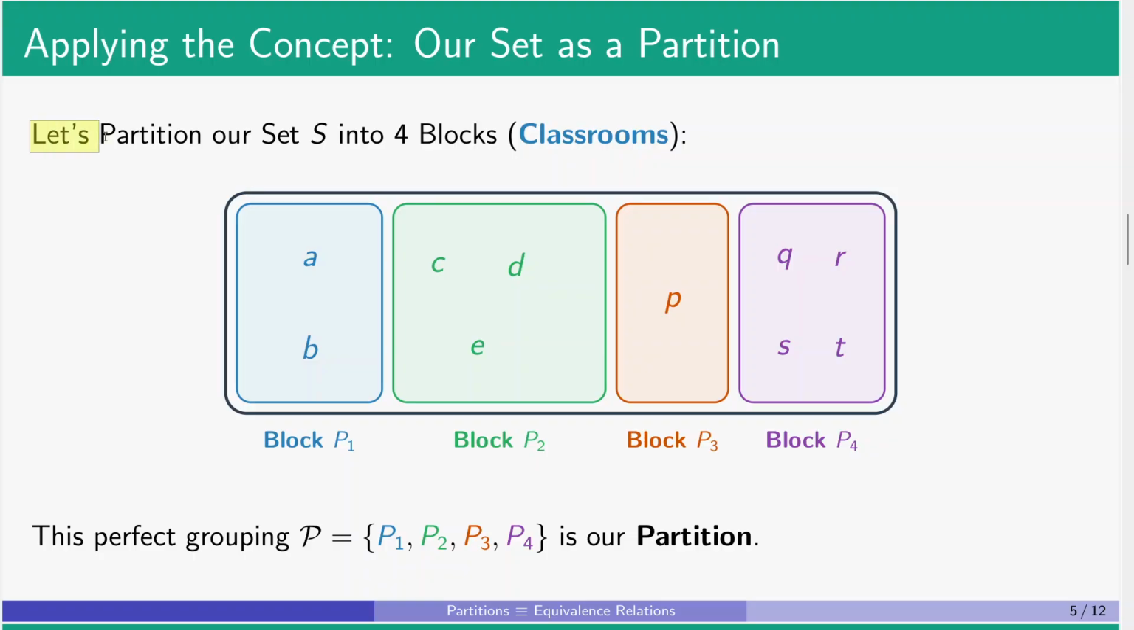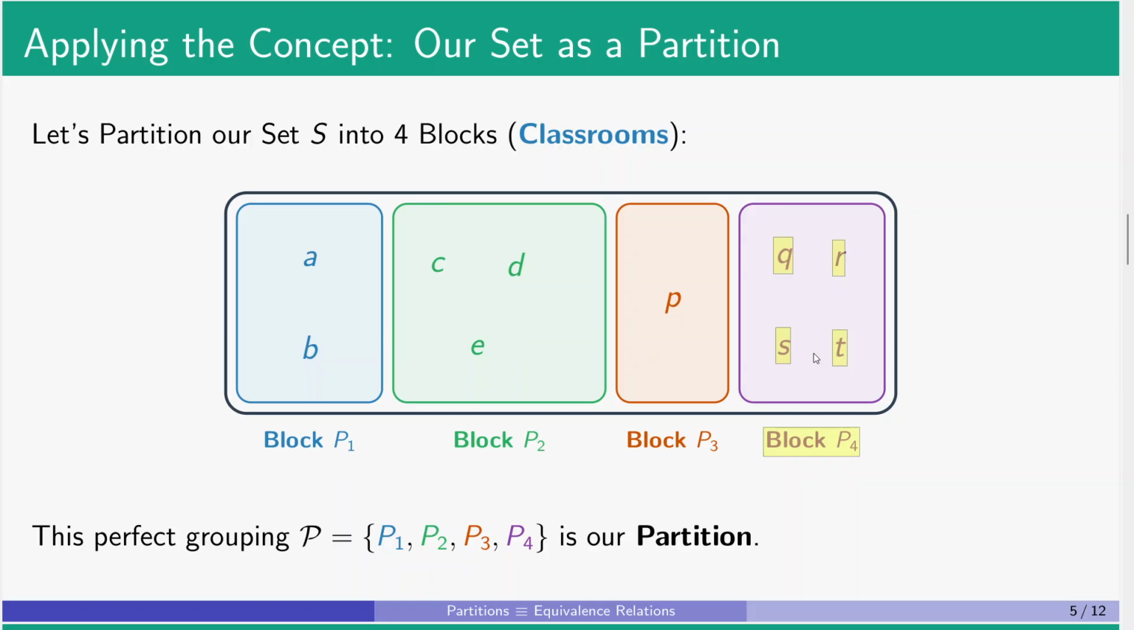We are going to divide our 10 elements into 4 blocks. Think of them as 4 separate classrooms. The first block, which we will call P1, contains the elements A and B. Just those two. Imagine a blue classroom with just A and B sitting inside. The second block, which we will call P2, contains 3 elements, C, D, and E. A green classroom with 3 students. The third block, which we will call P3, contains just one element, P. A single student, sitting alone in their own classroom. And the fourth block, which we will call P4, contains the remaining 4 elements, Q, R, S, and T, a purple classroom with 4 students.